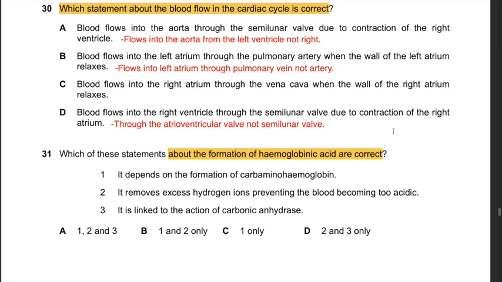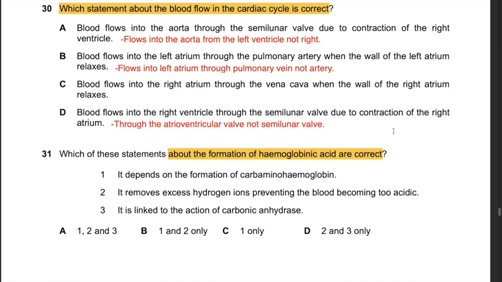Let's look at B. Blood flows in the left atrium through the pulmonary artery where the wall of the left atrium relaxes. Blood flows into left atrium through the pulmonary vein, not the artery. Therefore, B is incorrect. C. Blood flows into the right atrium through the vena cava when the wall of the right atrium relaxes.